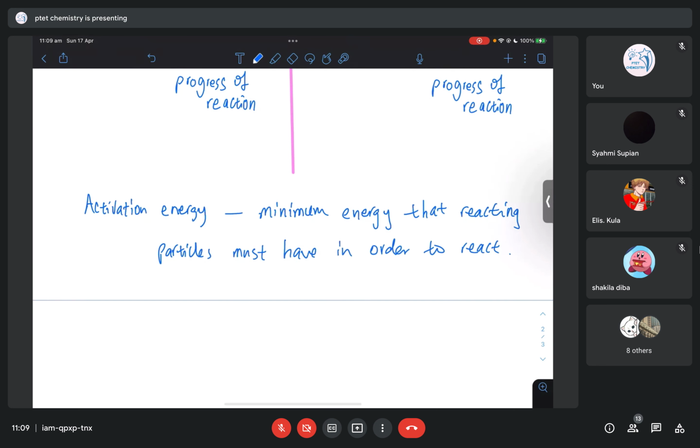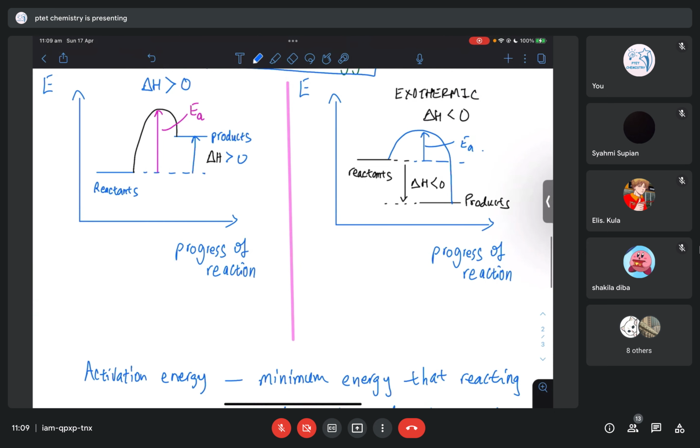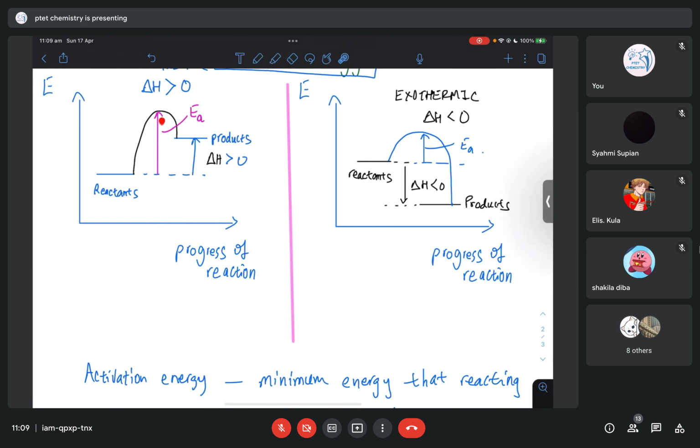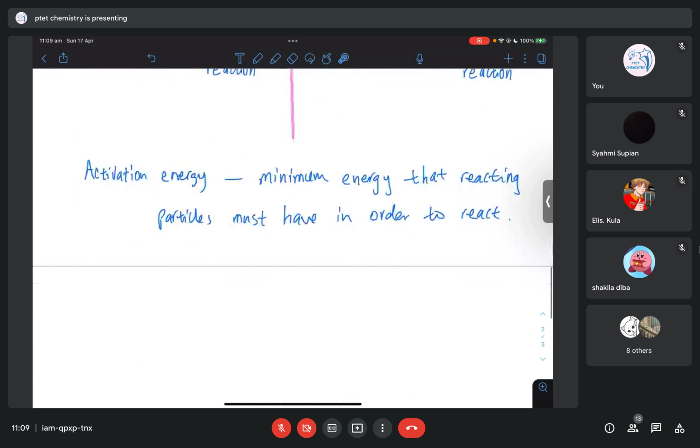So if a reaction has a high activation energy, if this barrier is very, very high, your reaction is going to be slow. If your activation energy is small, it's very easy to get to the other side. Your reaction is going to be fast. So the idea is that high activation energy, not easy to overcome, equals slow reactions, and vice versa. You will have a fast reaction when you have low activation energy.